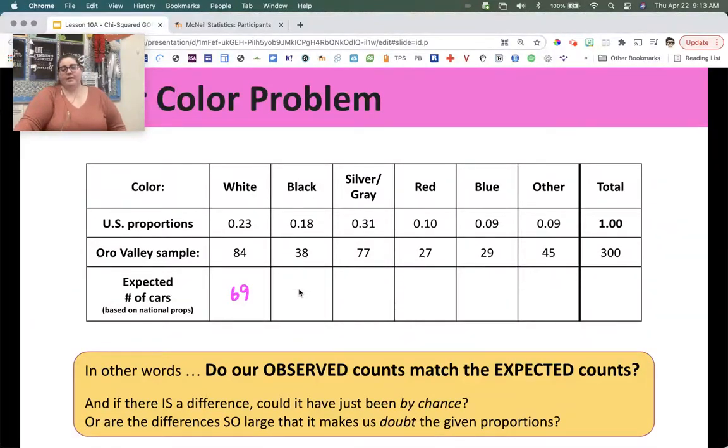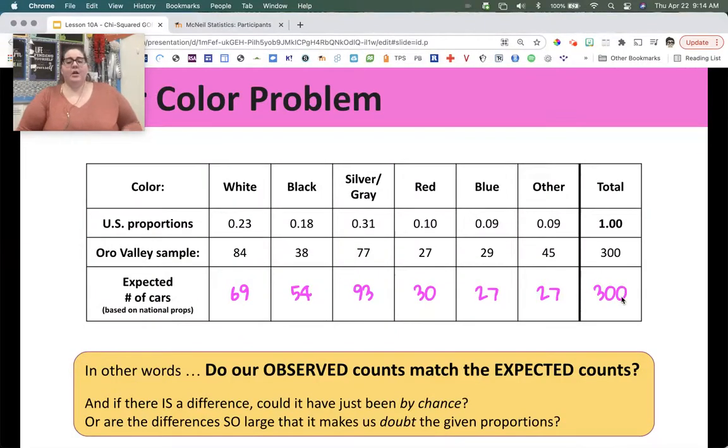And then the same thing continuing. So for black cars, the proportion for the United States was 0.18. So if that proportion was true, I would expect that my sample would have 300 times 0.18 or 54 black cars. And I'm just going to keep multiplying. 0.31 times 300 is 93. 0.10 times 300 is 30. 0.09 times 300 is 27, and then 27 again. And all of those numbers should add up to 300 because that's the whole point.